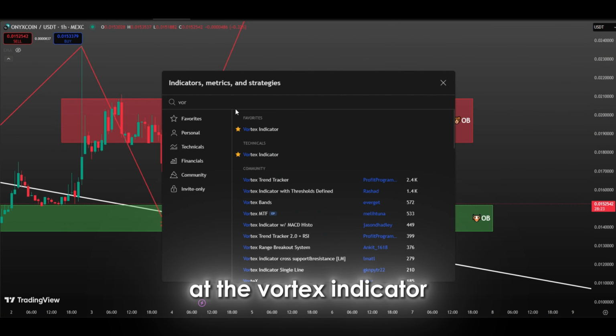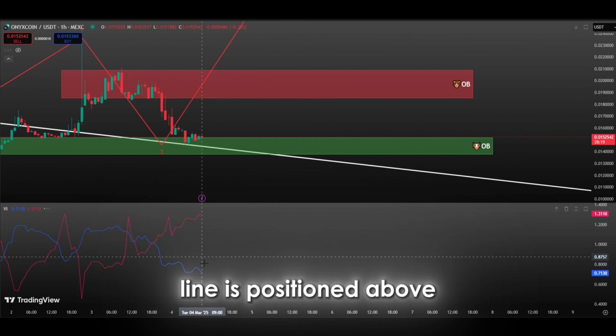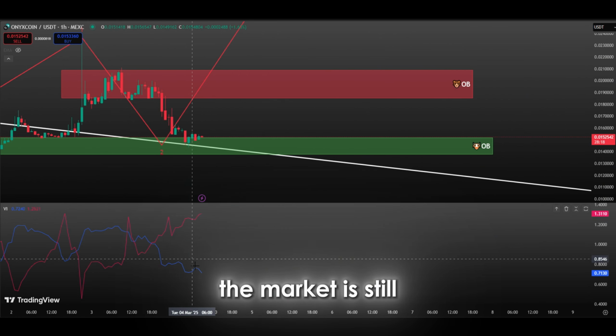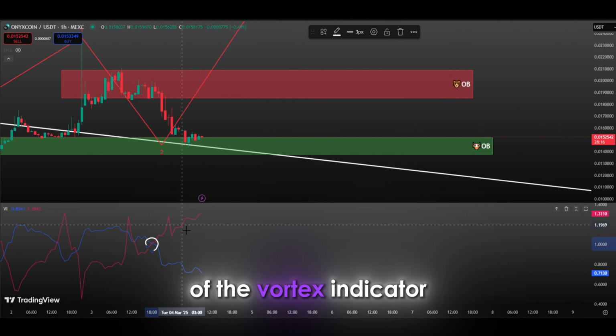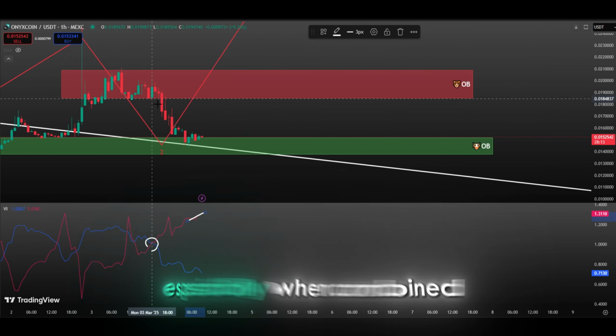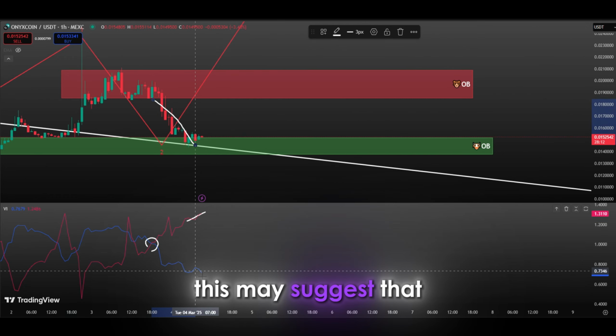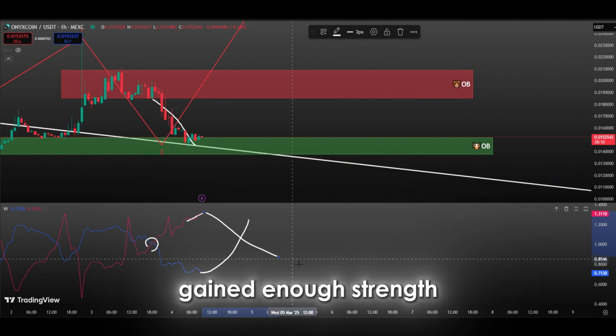When we look at the vortex indicator, we see that the blue line is positioned below and the red line is positioned above. This indicates that the market is still under downward pressure. A red line at the top of the vortex indicator is usually a signal that sellers are stronger and the downtrend is continuing. Especially when combined with price action, this may suggest that the weakness in the market continues and that buyers have not yet gained enough strength.